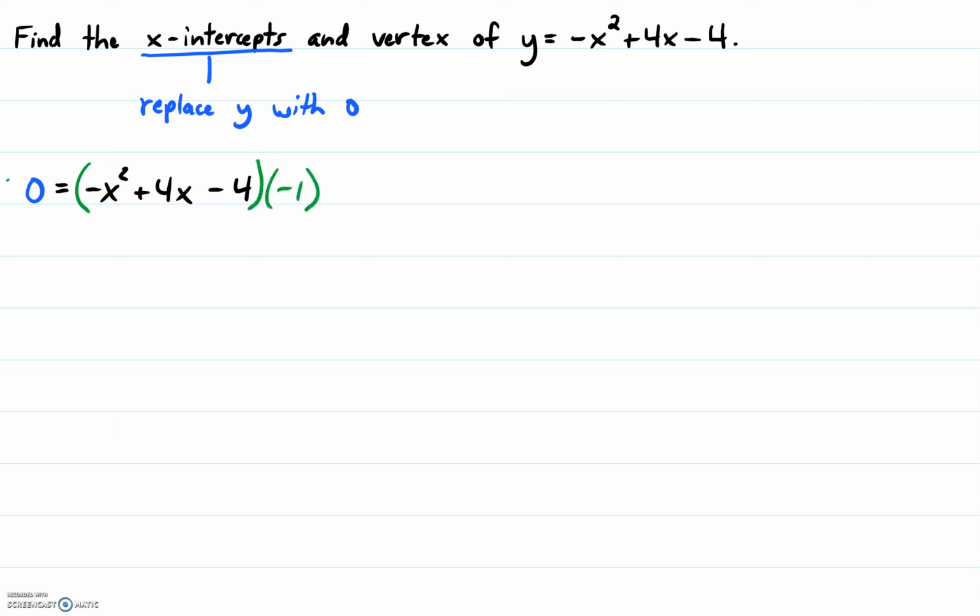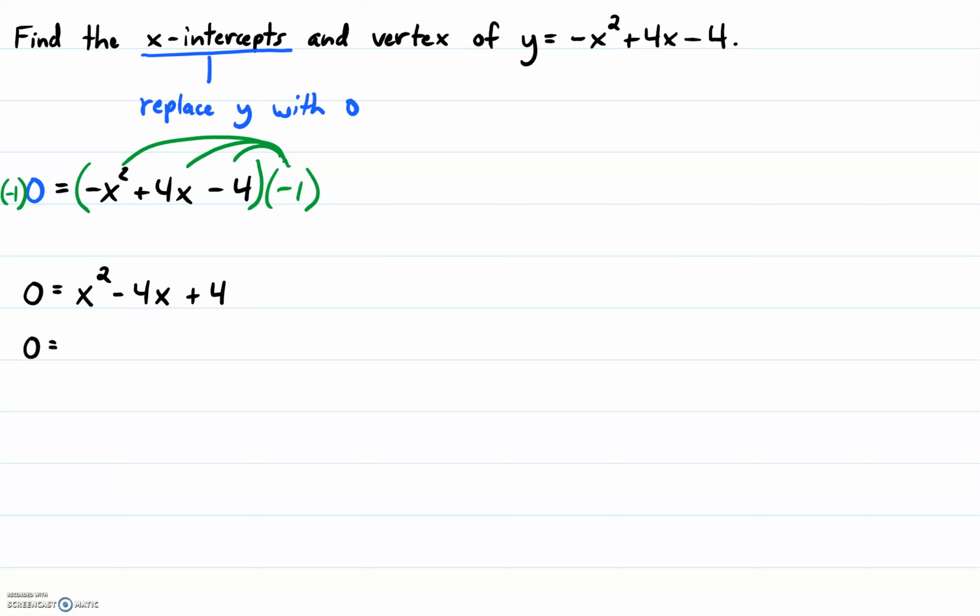And of course, whatever we do on one side, we have to do on the other side. But it's really not going to change much on the left-hand side, because 0 multiplied by anything is still 0. If we distribute the negative 1 to all of our terms on the right-hand side, a negative times a negative x squared gives us positive x squared. That was the whole point of multiplying by negative 1, because I like the leading coefficient to be positive when factoring a quadratic. The negative 1 times positive 4x gives us negative 4x, and the negative 1 times the negative 4 gives us positive 4. Now that we have a positive coefficient on the x squared term, we can factor more easily.